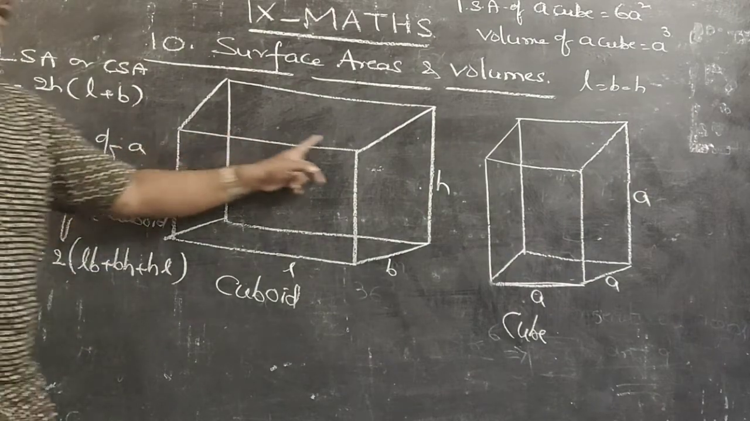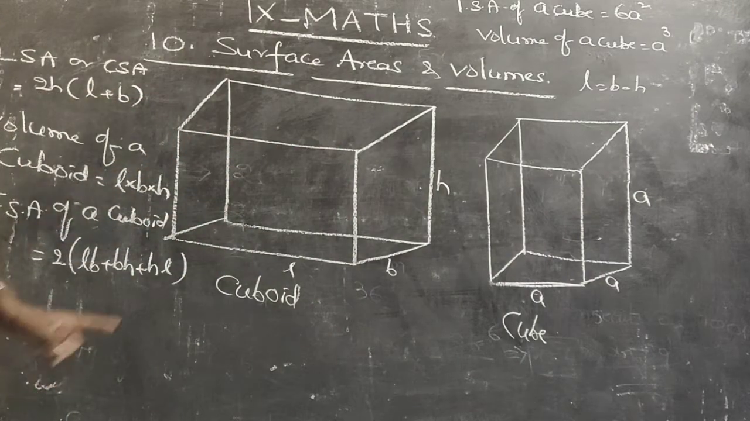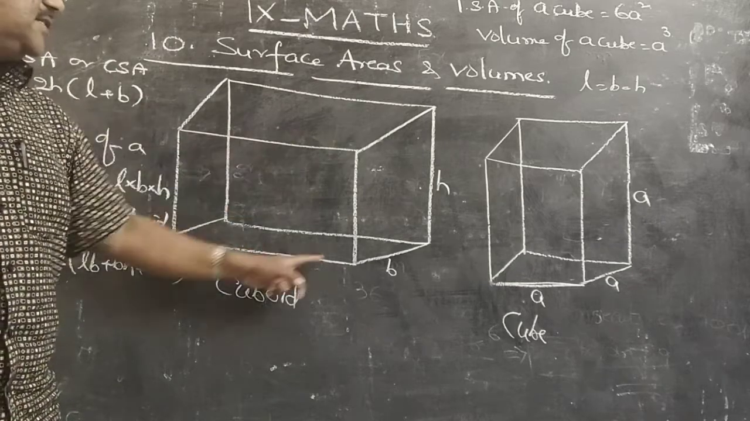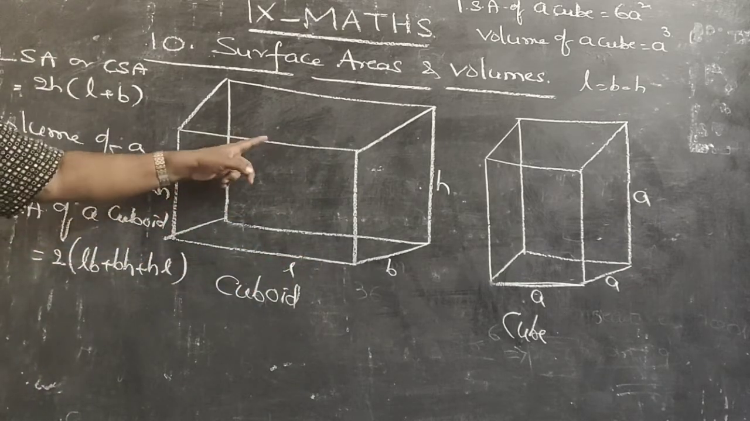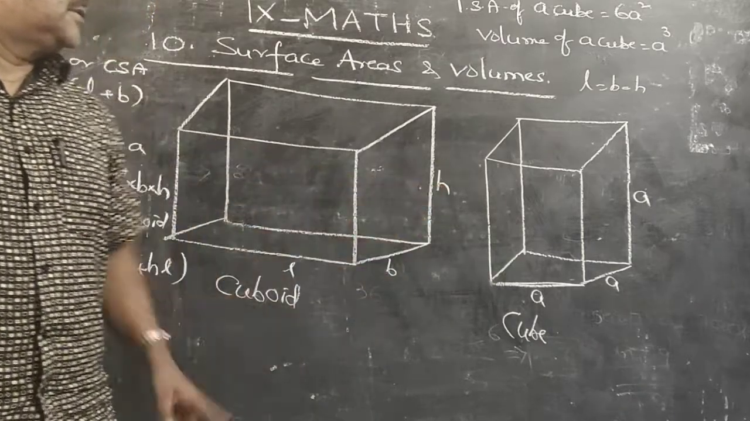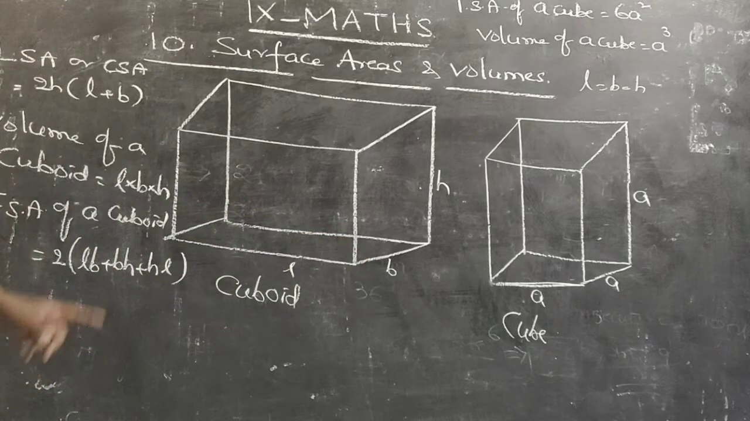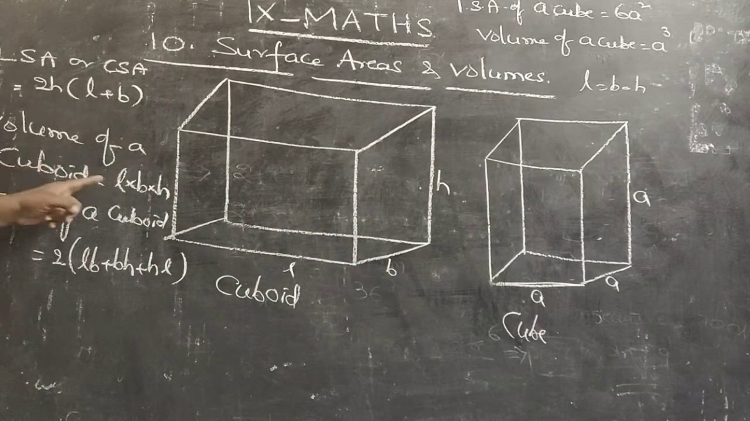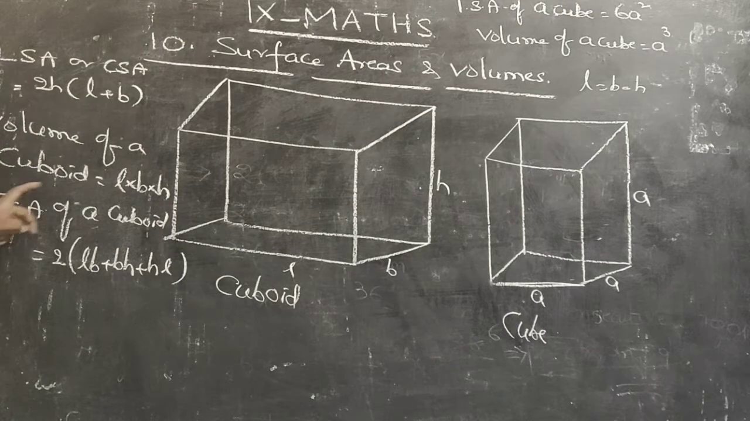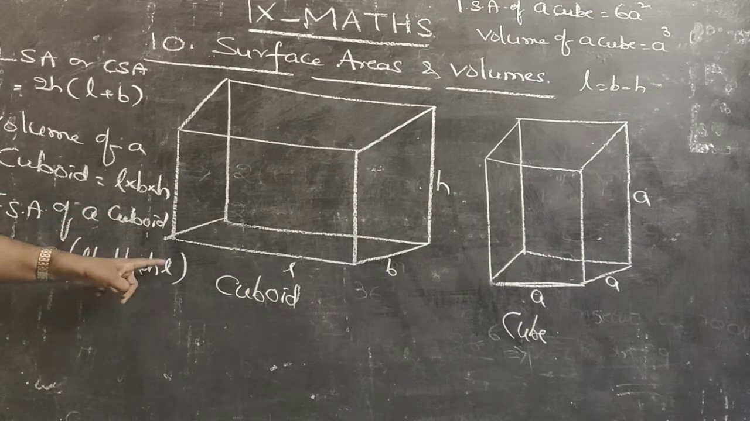So an example for a cuboid is, this room is a cuboid. A cuboid has 6 faces. All these 6 faces are in the shape of a rectangle. A cuboid has 3 dimensions: length, breadth, height. Volume of a cuboid is given by the formula l × b × h. Curved surface area or lateral surface area of the cuboid is 2h(l + b). Total surface area of the cuboid is 2(lb + bh + hl).